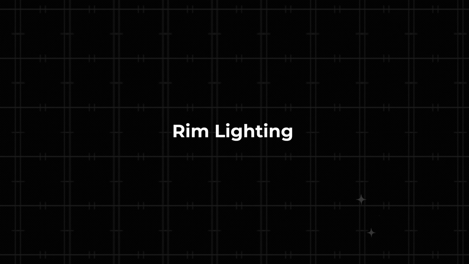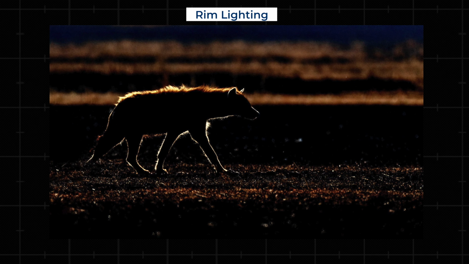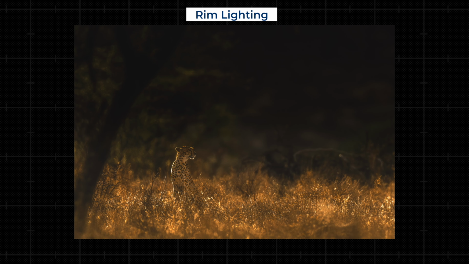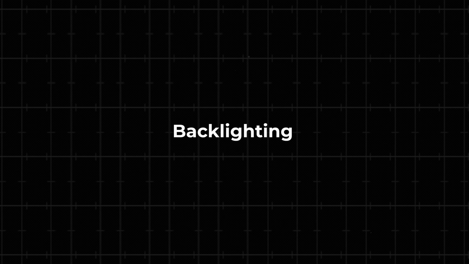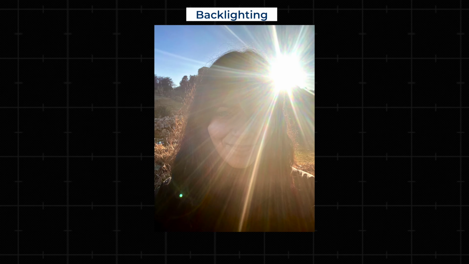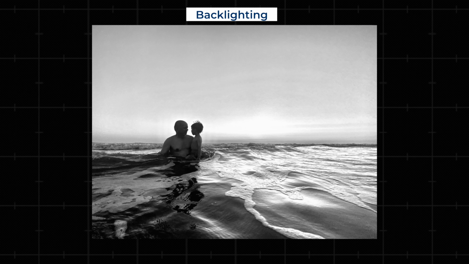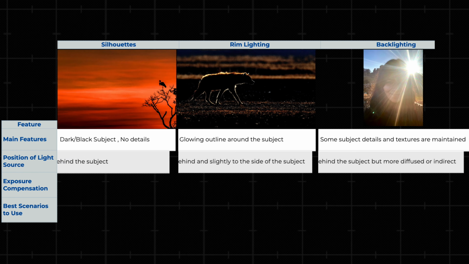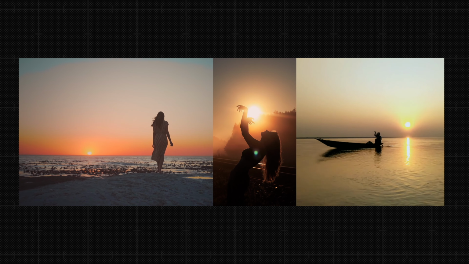Rim lighting occurs when light from behind the subject creates a bright outline or halo around the edges, separating the subject from the background. And a backlit image is when the light source is behind the subject, but unlike the silhouette, the subject retains some visible details and textures. For all 3 situations, the light source is behind the subject, and in case of rim lighting, even at a slight angle to the subject.